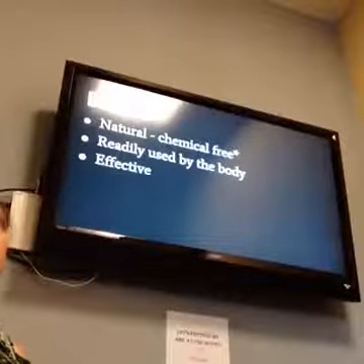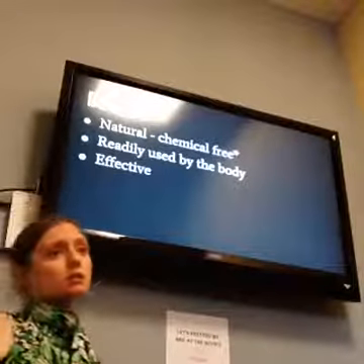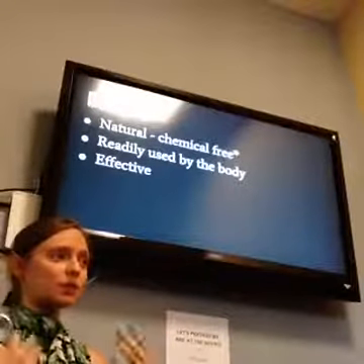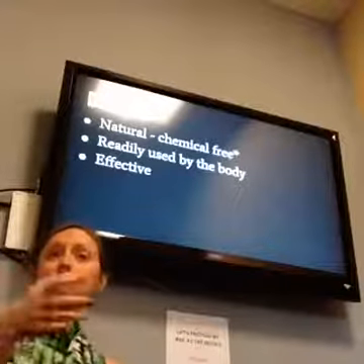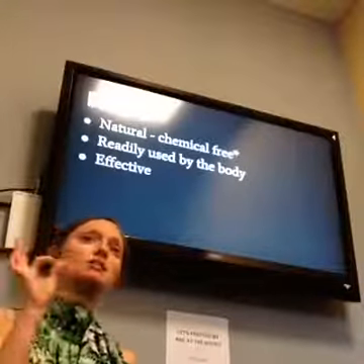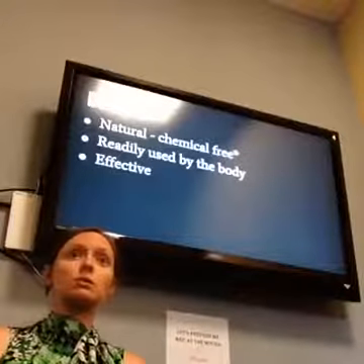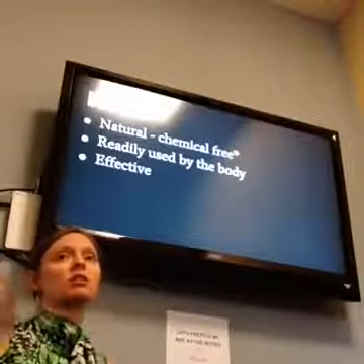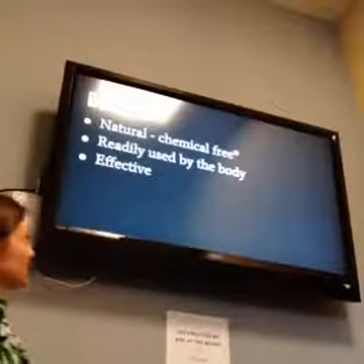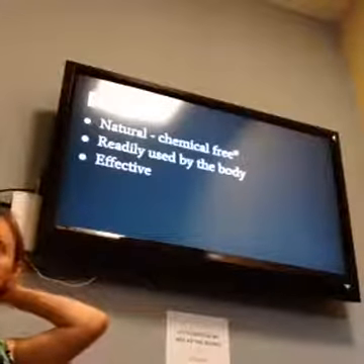It is readily used by the body. So when it comes to our supplements and things that we put on our body or in our body, the body can only use certain forms of things. Because of the size of the essential oil particles, they're much more easily used by our body. So it's really nice to have on hand if you're looking for your body to respond relatively quickly. And they're also very, very effective.